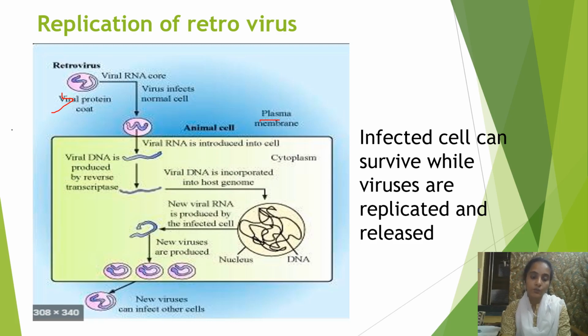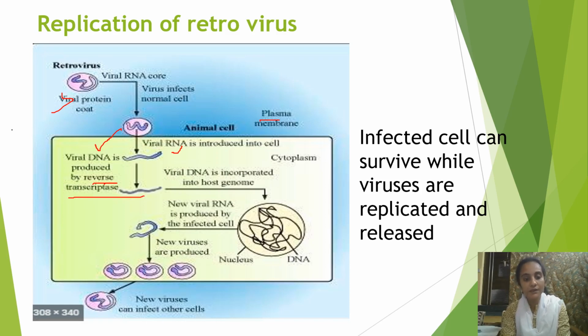Okay, now what is happening here? This RNA will synthesize a DNA. So first the RNA is here. Now this RNA will be synthesizing the viral DNA. And what is that process called? This process is called reverse transcription.